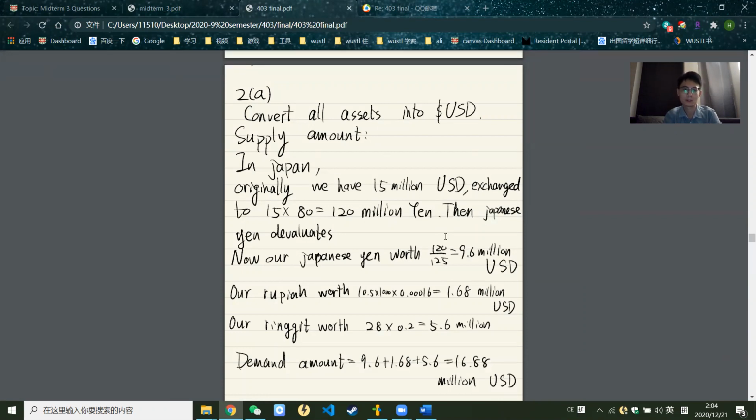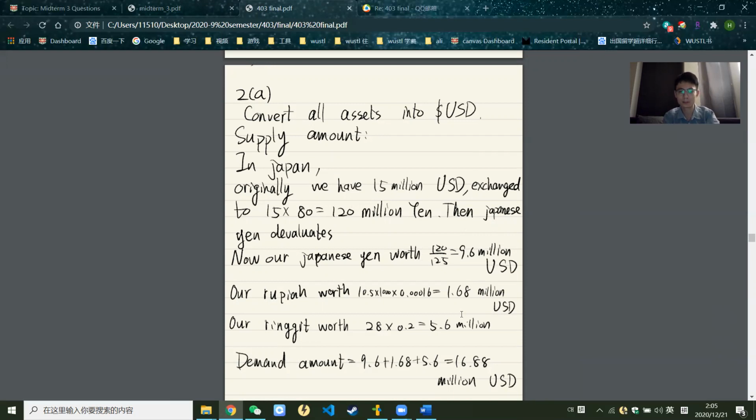So for Japanese yen, originally we transferred 15 million US dollars into Japanese yen, and at that time that was like 120 million yen. Then we would like to transfer it back to US dollars, but now our 120 million Japanese yen is only worth 9.6 million US dollars.